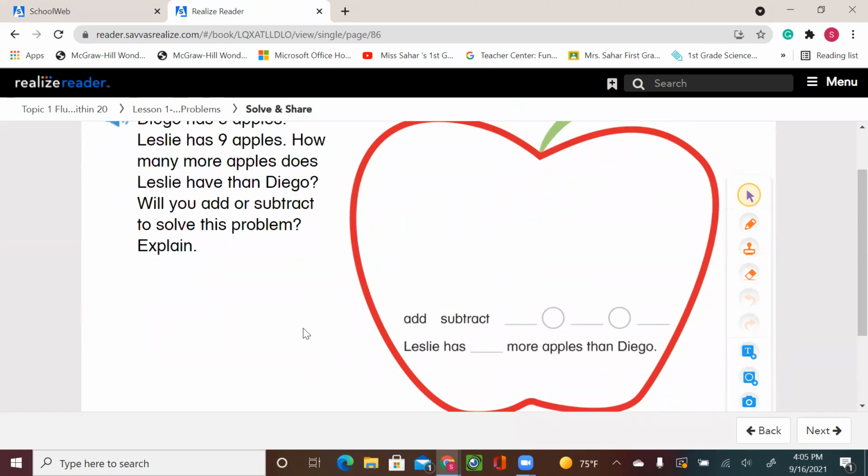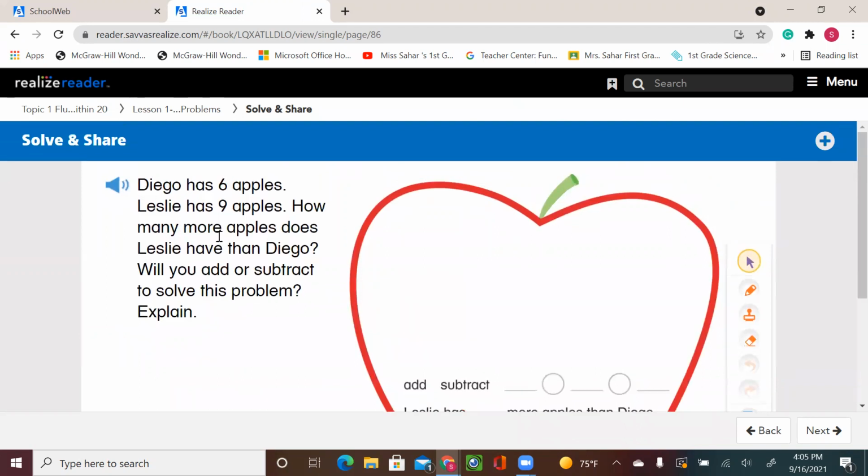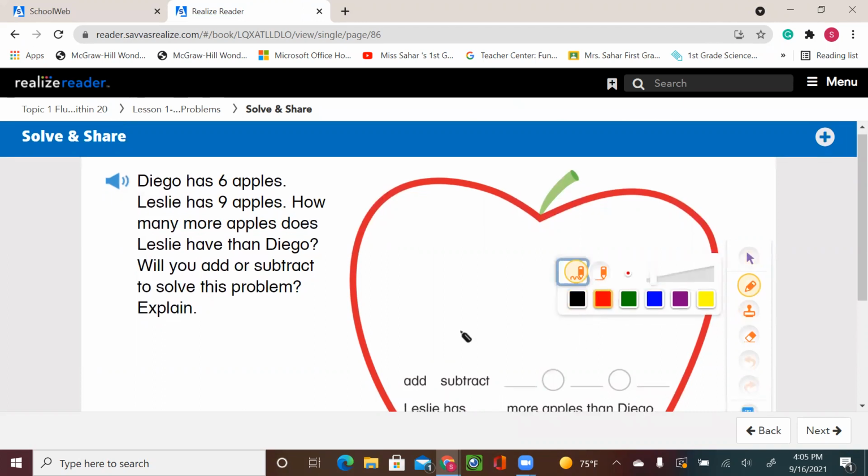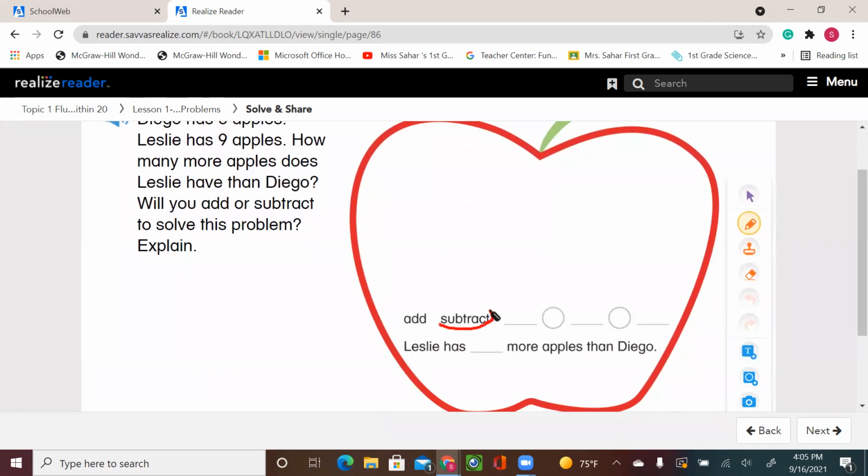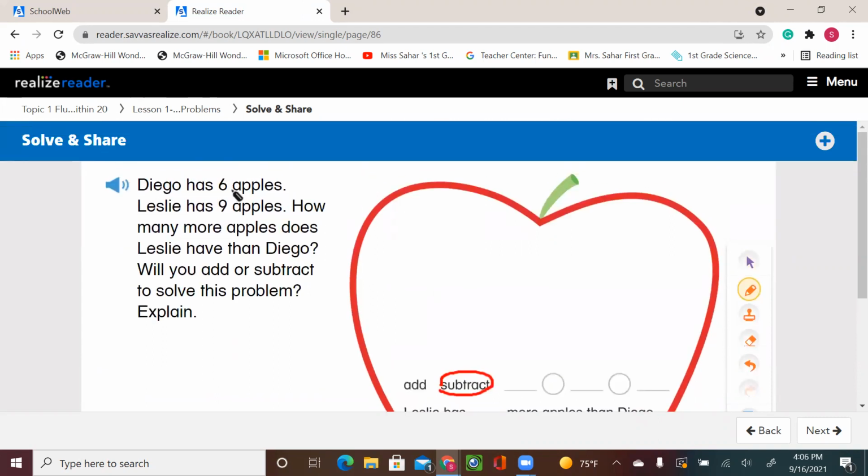Very good. Subtract, because we need to get the difference. We need to find out how many more Leslie has than Diego. So we're gonna subtract, and you're gonna circle your choice. And now you're gonna see what we have. Diego has 6 and Leslie 9. So we're gonna say 9 take away 6, or minus 6, equals 3.